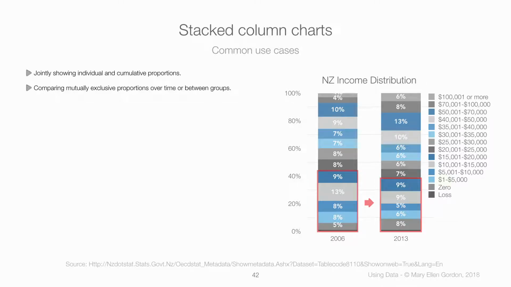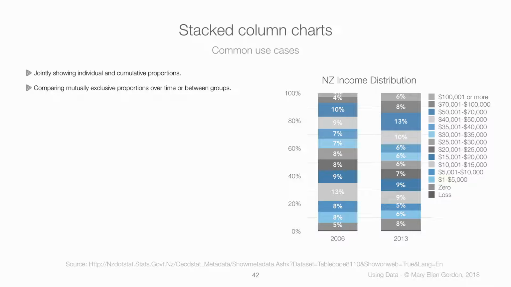When we do those comparisons, they need to be mutually exclusive proportions. And what I mean by that is nobody can be in two of the different categories within a single column. So it's not possible to both earn between 15,000 and 20,000 and between 10 or 15. Everybody's one or the other of those, but not both, or one or the other of the categories in the overall column, but not more than one.